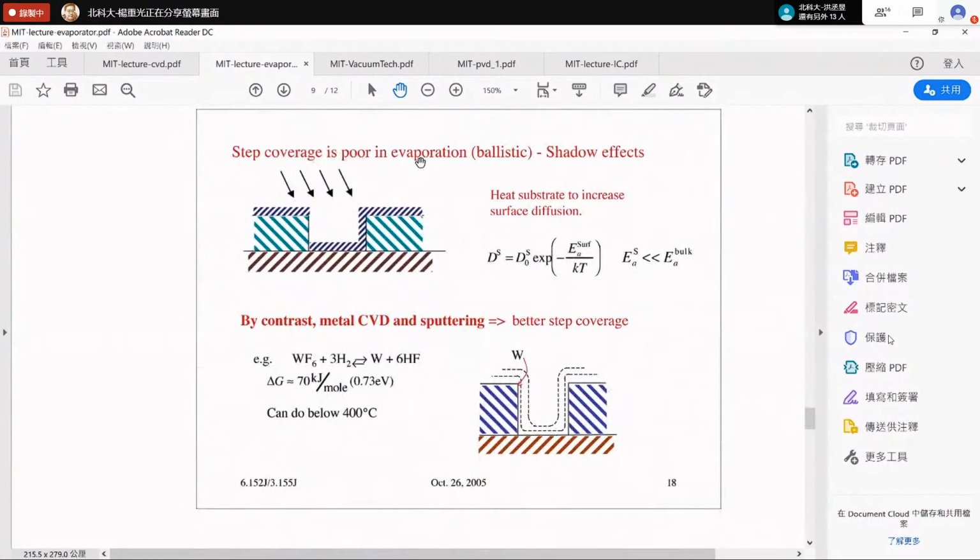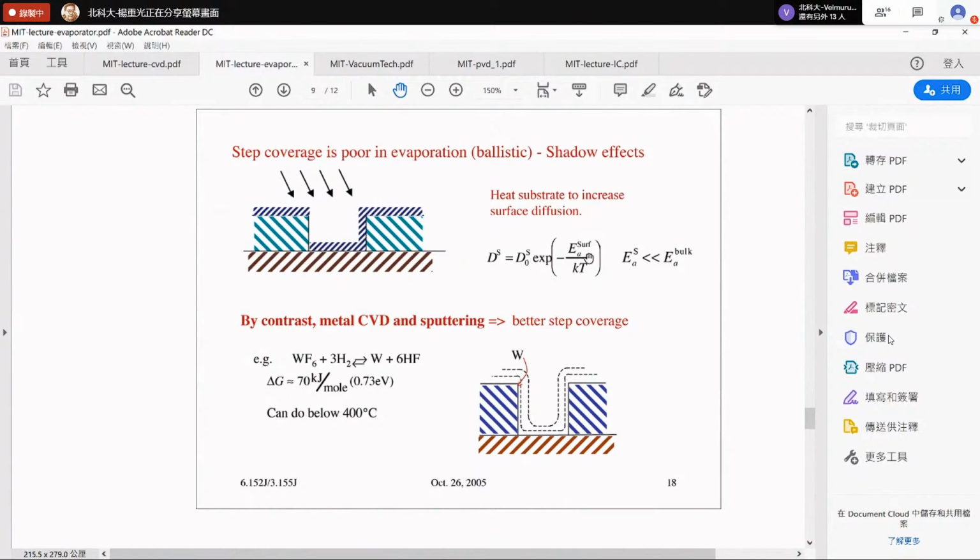The step coverage is poor in evaporation because the gas molecules are in ballistic flow, since the pressure is quite low. In that case, you will find there is a shadow effect because the direction is not at certain angles, and this is the hole. We found that you get the layer deposition here, but not here. This is a shadow effect.